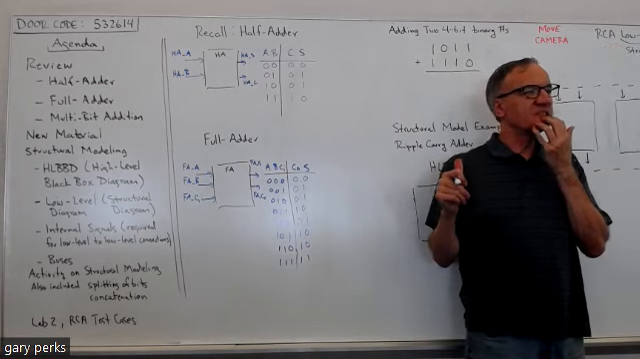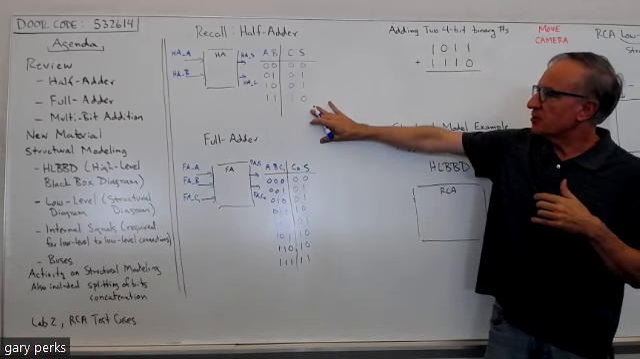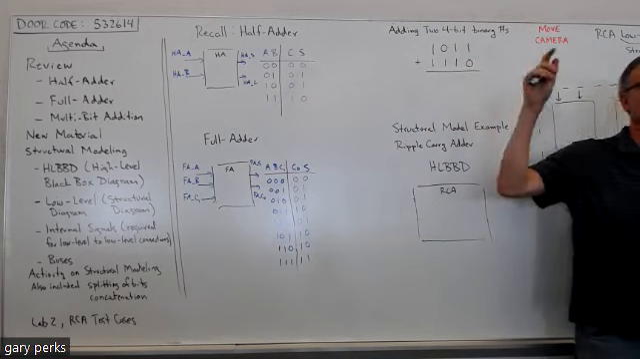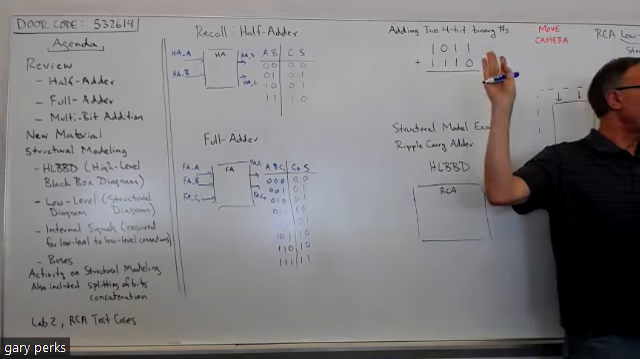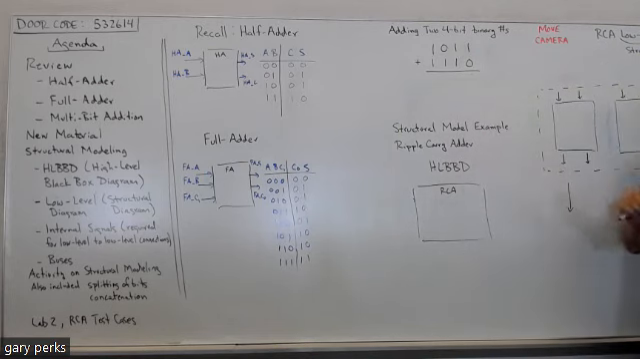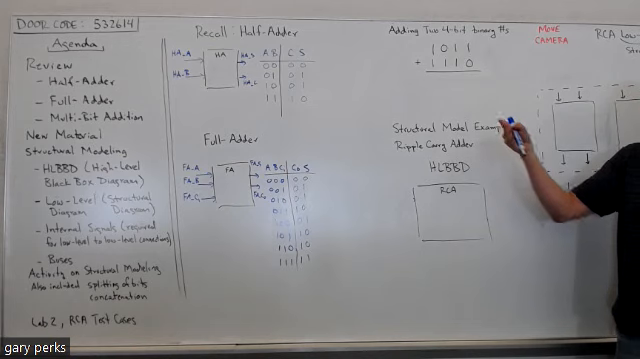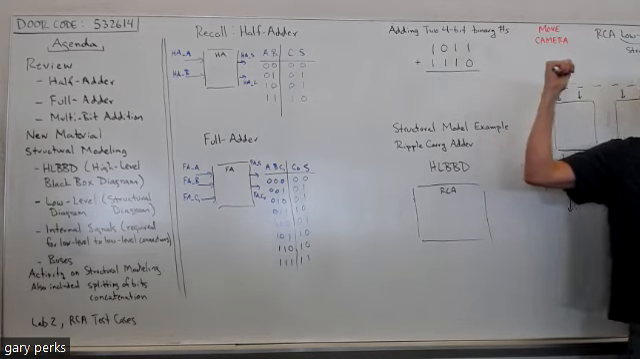Everybody good? Okay, so we went over the half adder and the full adder last time. Also, last time we talked about multi-bit addition, right? And I had an example of adding 2 4-bit binary numbers, and I have another example here. It's adding 2 different numbers, but no matter what the numbers are that you're adding, you use the same approach, right? You just add column by column, starting with the least significant bit column.